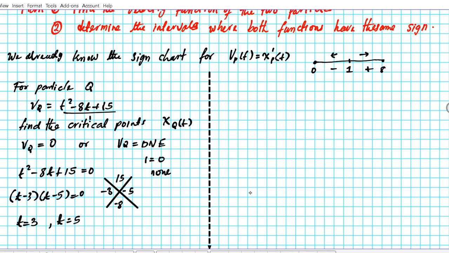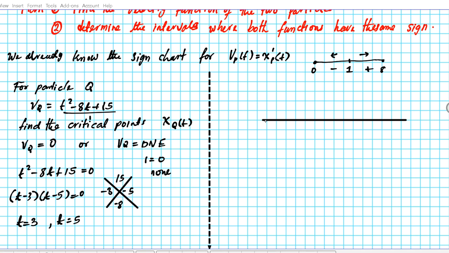Now we're going to set up our chart to determine the signs. I'm just going to do them separately. You can do them together if you want, but I want to do it separately so I don't get my work confused. Let's deal with the signs for particle Q first, and then we'll combine that with particle P and see where they match up. All right, so for particle Q, we have 0, 3, 8.